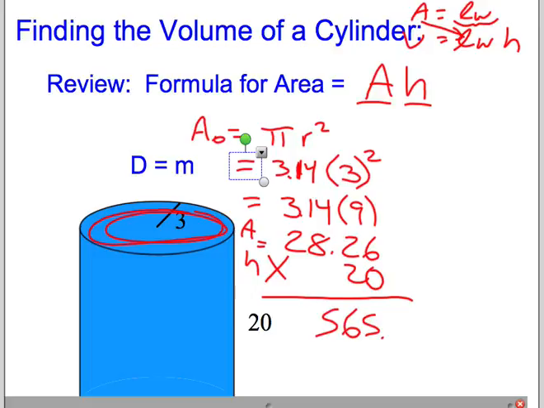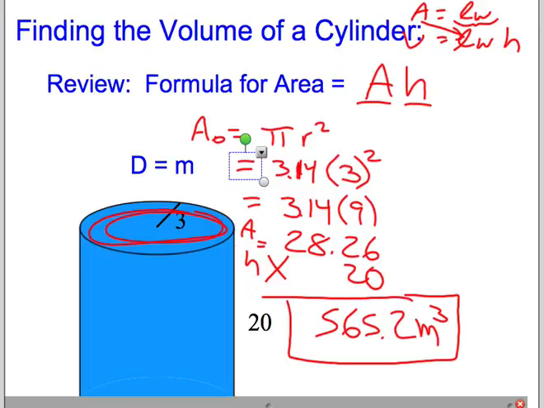565. Very good. You got your calculator rolling, huh? And how do we label volume? In what unit? Cubed. 565 and 2/10 meters cubed.